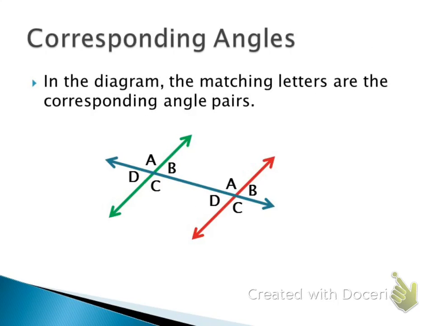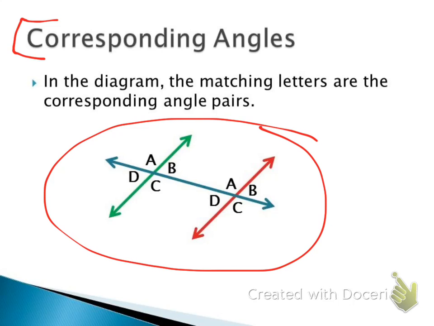Alright, the first type of relationship that we will cover today is corresponding angles. Now, you don't really need to write down the paragraph. I think it's easier to just put it as a picture. So write down the title, corresponding angles, and then draw this diagram. So you can see that the corresponding angles in this diagram are labeled with the matching letters.